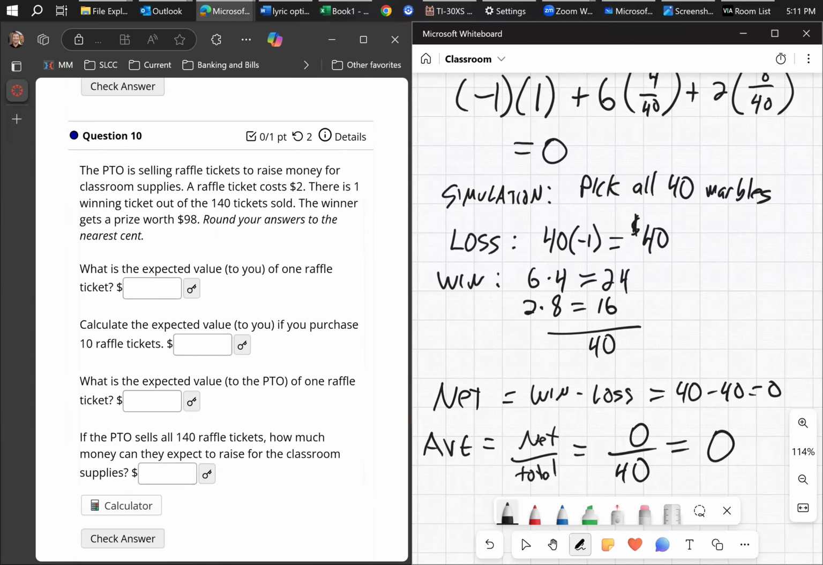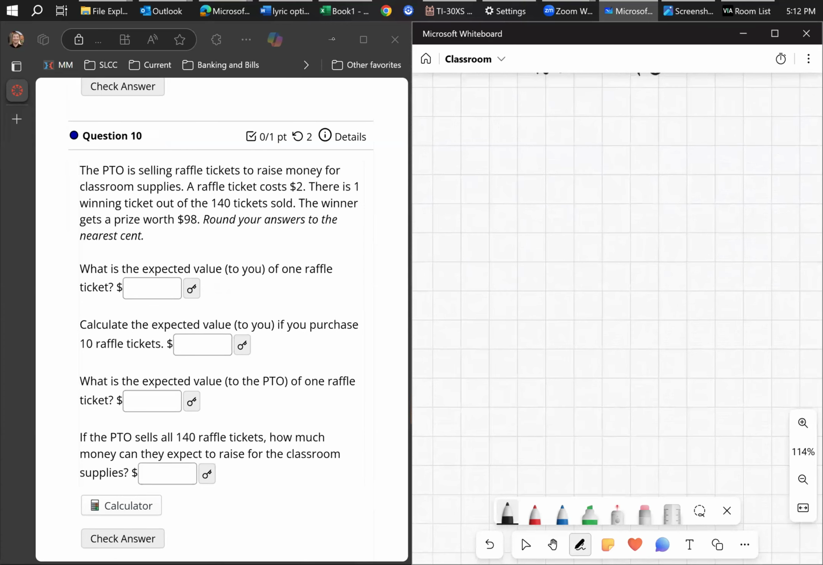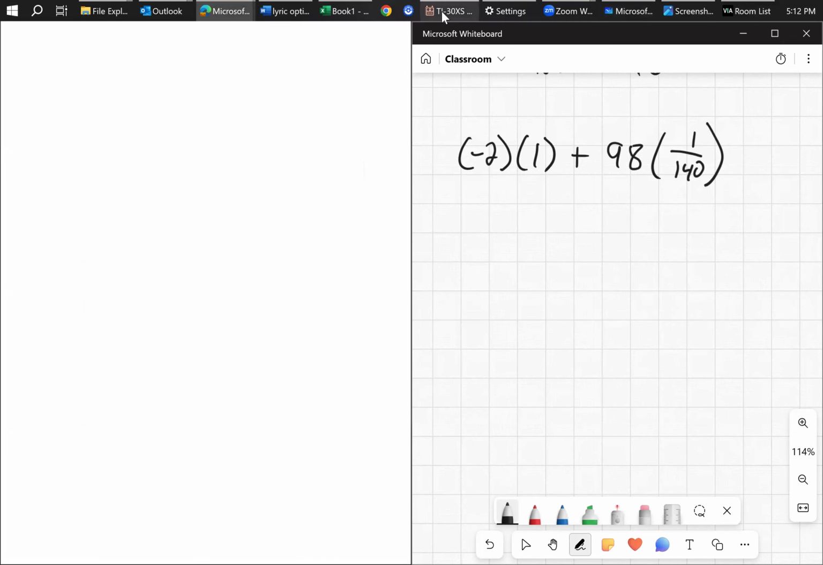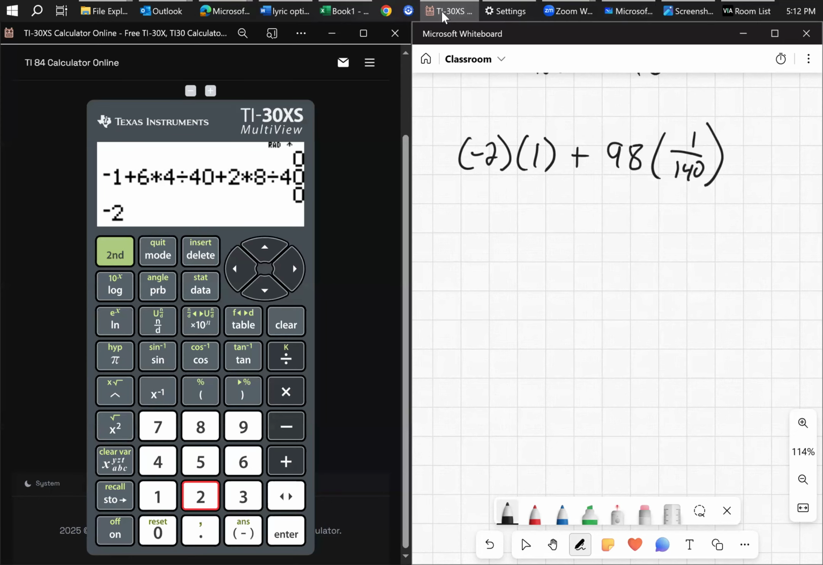All right, question number 10. Raffle tickets. A raffle ticket costs $2. What is the expected value to me, the ticket buyer? Well, I'm going to lose those $2 100% of the time. But I might win $98 if I get that one winning ticket. There's only one out of 140 that are a winning ticket. -2 times 1 plus 98 divided by 140. And this gives us -1.3.